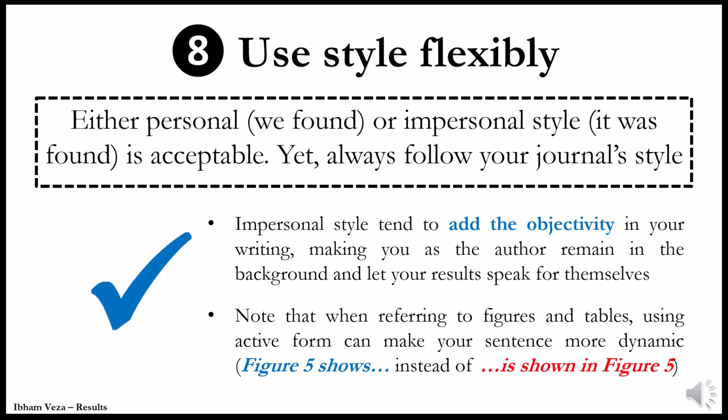8. Use style flexibly in writing results. You can choose between personal style, we found, or impersonal style, it was found. Both are acceptable depending on the journal's guideline. Tip 1. Impersonal style often adds objectivity, allowing the results to stand out while keeping the author in the background.